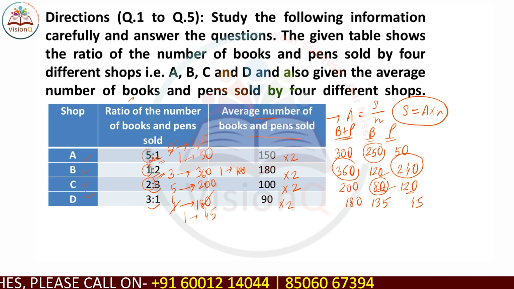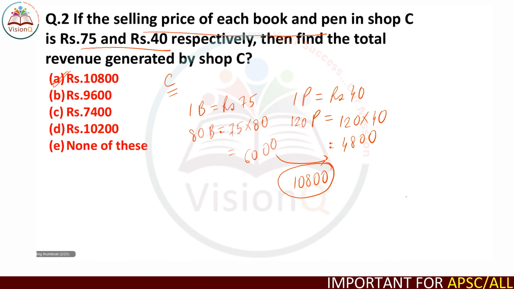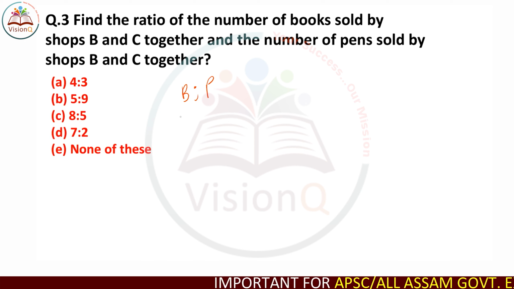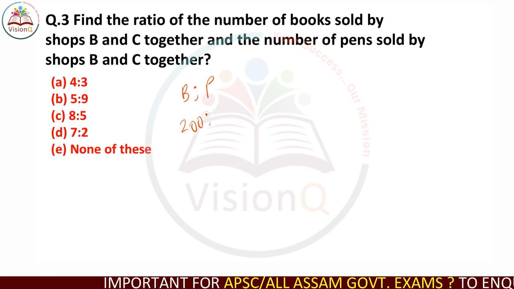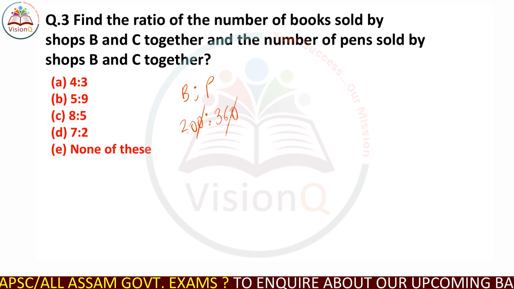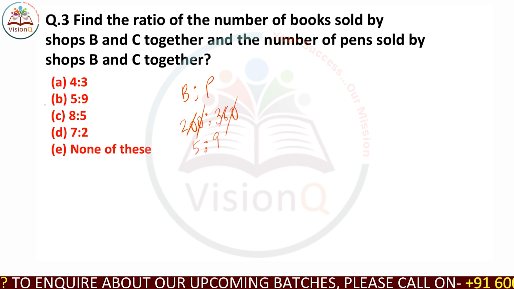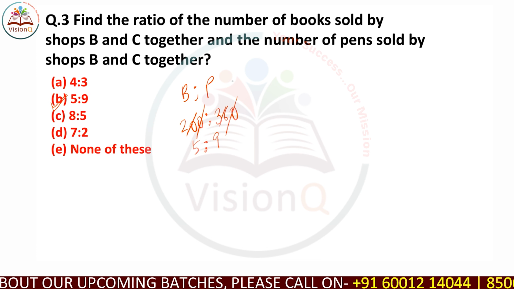And the pens sold by B plus C will be how much? 240 plus 120 will be 360. So 200 is to 360, it is asked to find out here. So 200 is to 360 ratio. So if I cancel out the common part here, okay, 4 5s are 20, 4 9s are 36. The right answer is option number B, 5 is to 9.